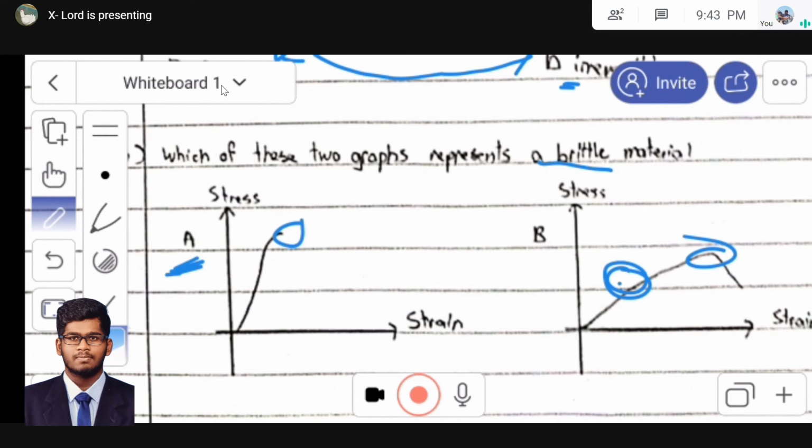I mean, both graphs have failure. But how do we notice it's a brittle one? Because it doesn't have the yielding point, nor does it have the necking. So that's how you tell the difference between brittle and ductile graphs.